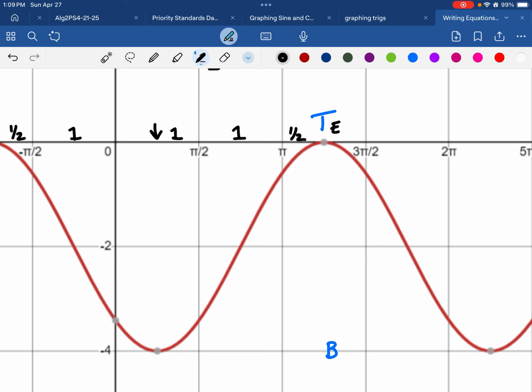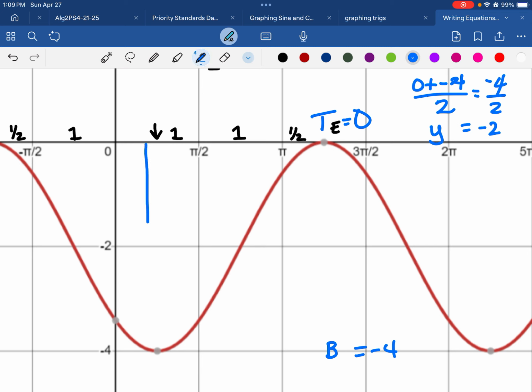So my top number is 0. My bottom number equals negative 4. So 0 plus negative 4 divided by 2, which equals negative 2. So midline's at y equals negative 2, which means I went down 2. And also, you can count spots.